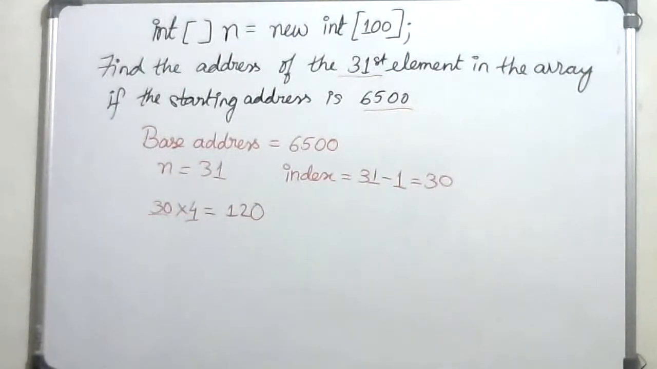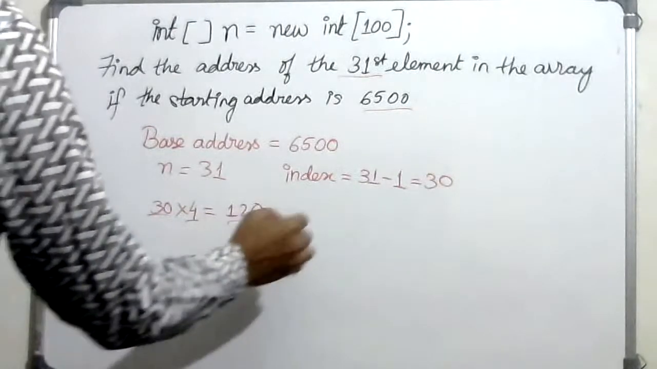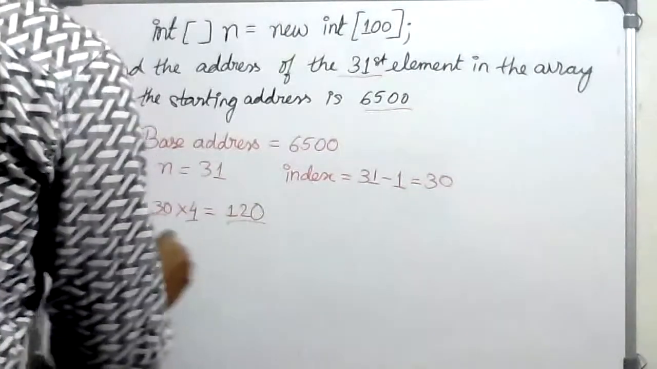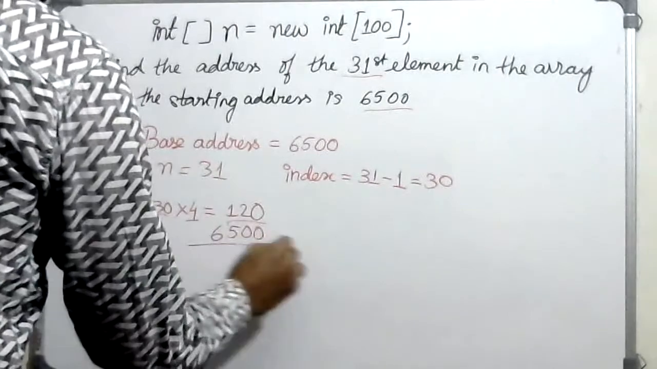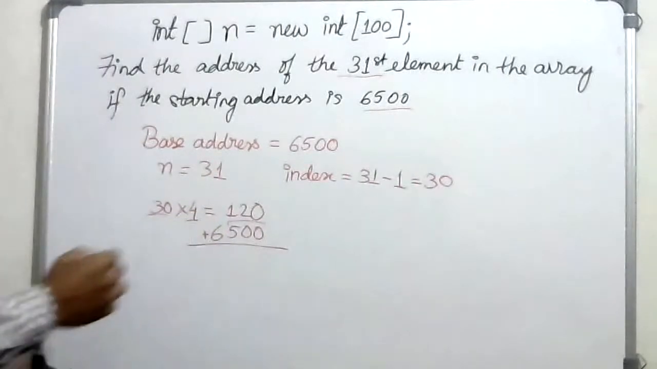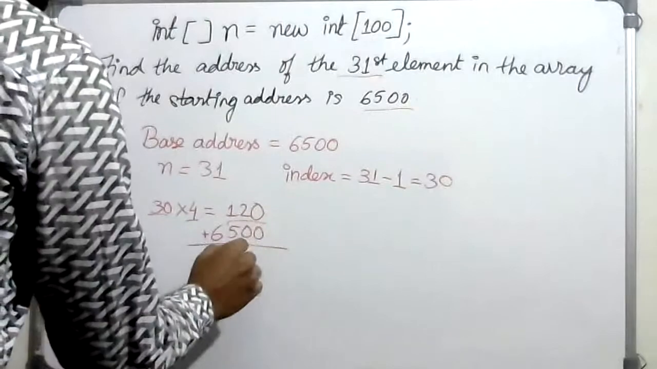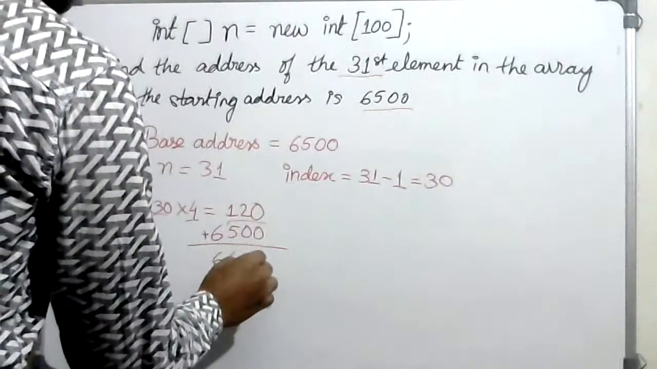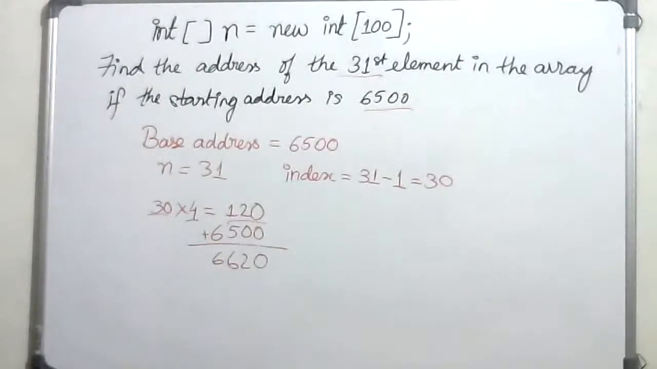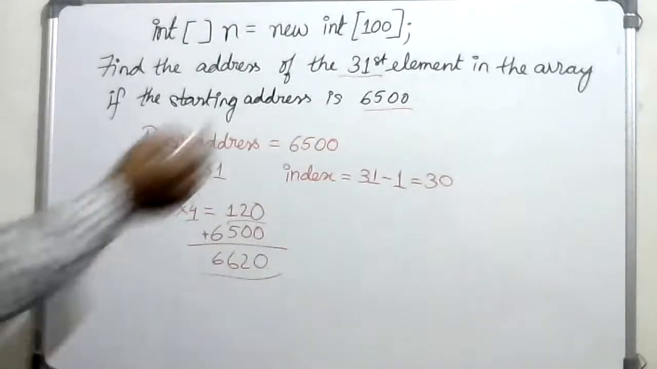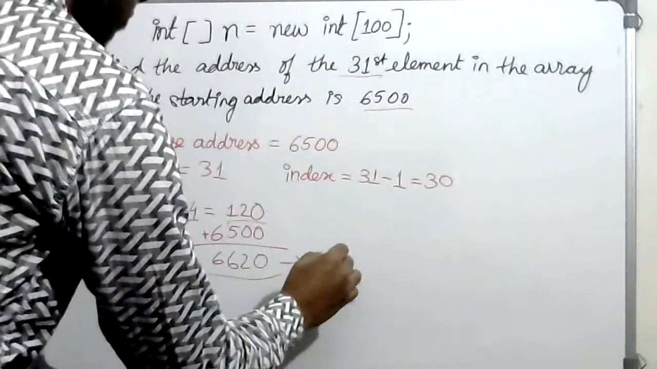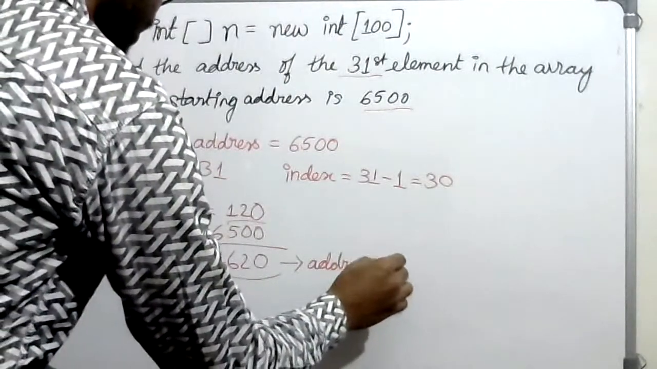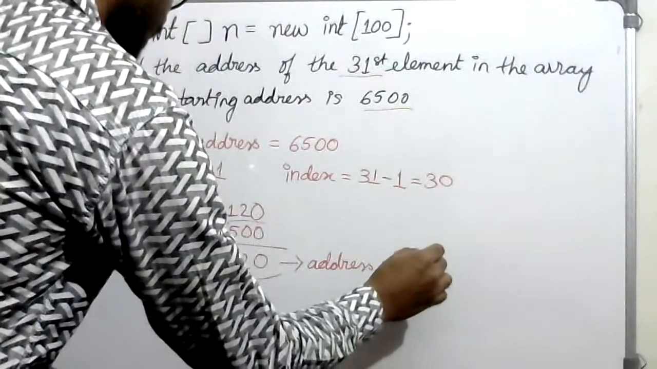The index number multiplied by the size of the data type, which is 30 into 4, gives us 120. Now we add this value to 6500. So we add them together and we get 6620, which is our answer. So 6620 is the address of the 31st element in the array.